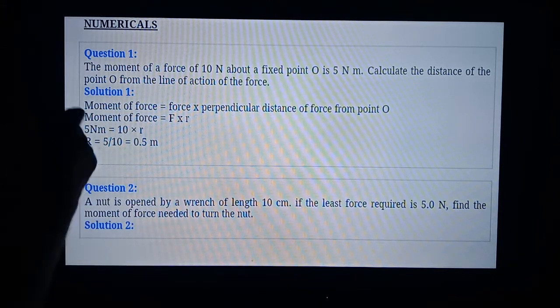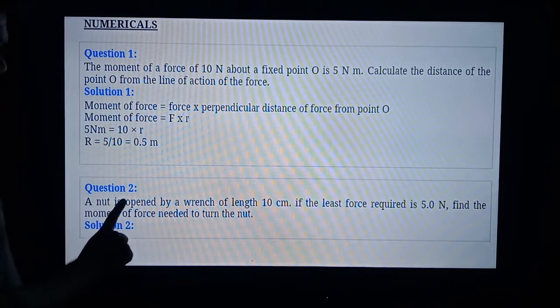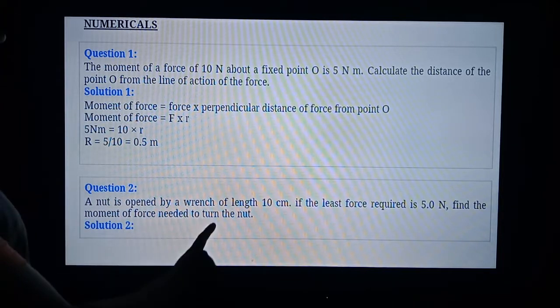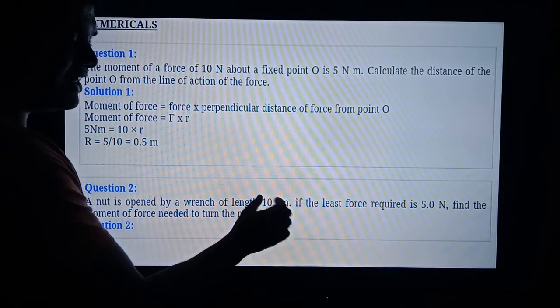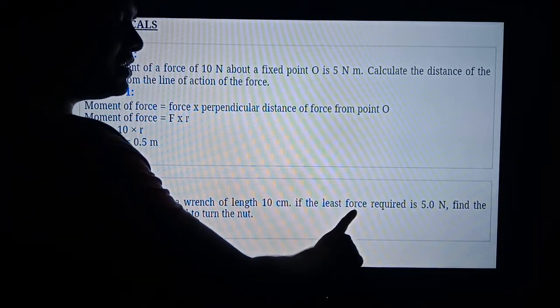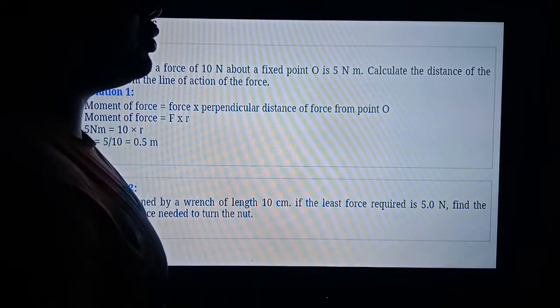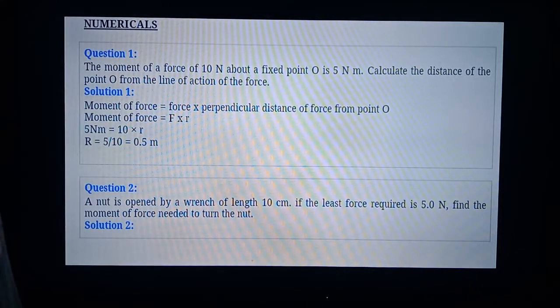Let's see the second numerical. In the second question, a nut is opened by a wrench of length 10 centimeter. So this is R. Given in centimeter, you may change into meter. If the least force required is 5 Newton, this is F, find the moment of force. So moment of force is F into R.